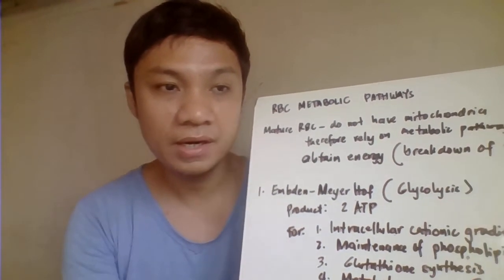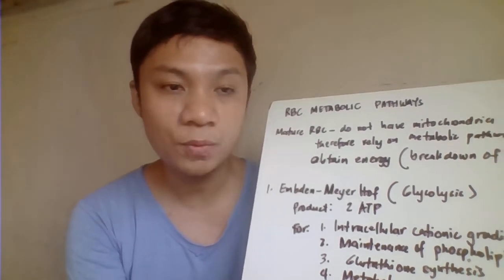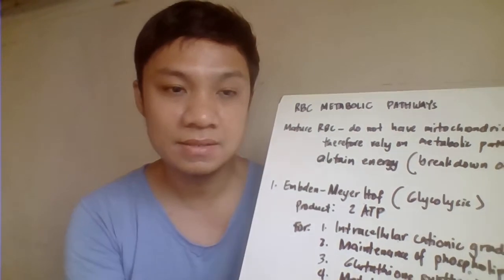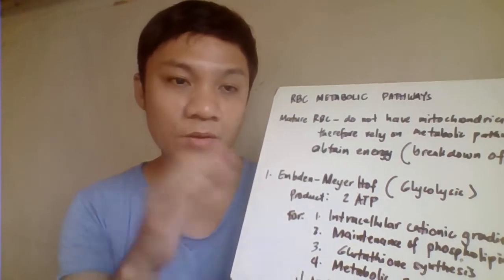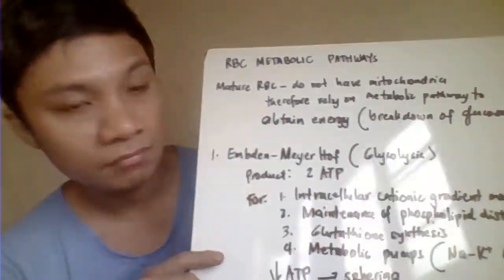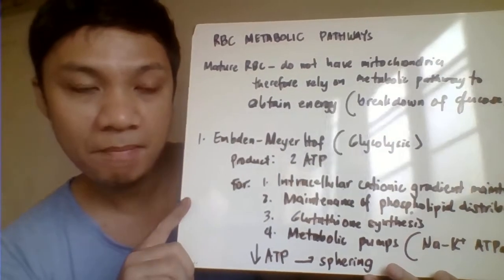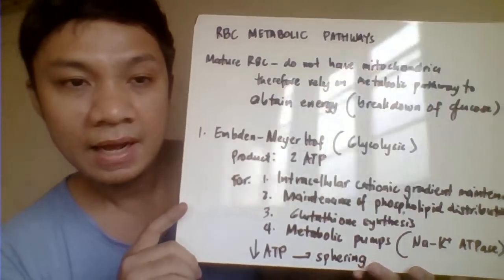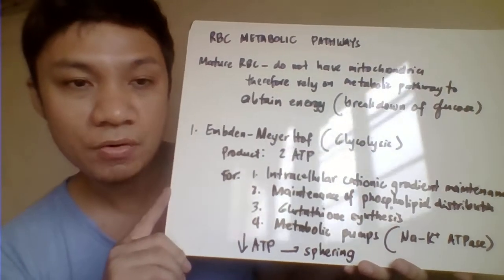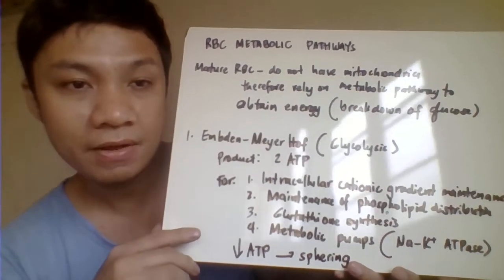So therefore, your RBC relies on other pathways to get energy by the breakdown of carbohydrates in order to survive. Okay, the first one we have here is your Embden-Meyerhof pathway, or simply your anaerobic glycolysis. Glycolysis is a process whereby your glucose is broken down and converted to pyruvic acid.